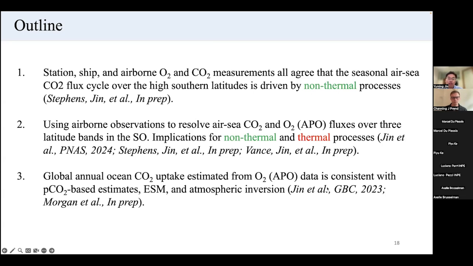Last, I will talk about the carbon uptake on the global scale and on the annual scale. I will show how to use APO tracer as independent constraint to quantify the annual mean ocean carbon uptake. The uptake has been quantified using airborne data and using station data. The result is consistent with other estimates as reported in the global carbon budget.